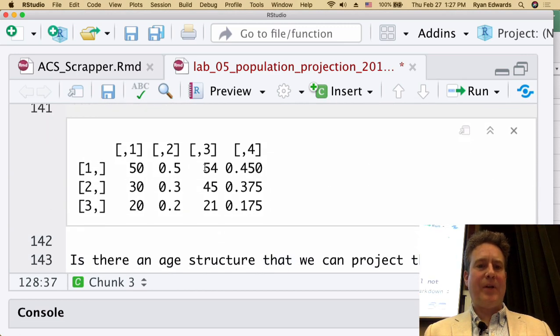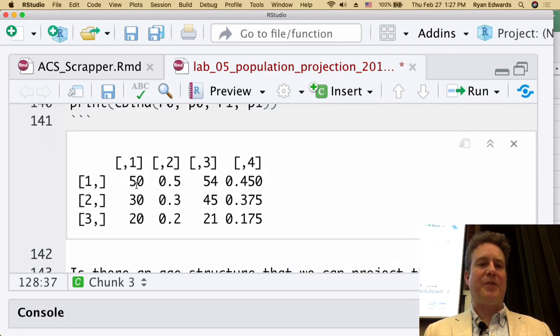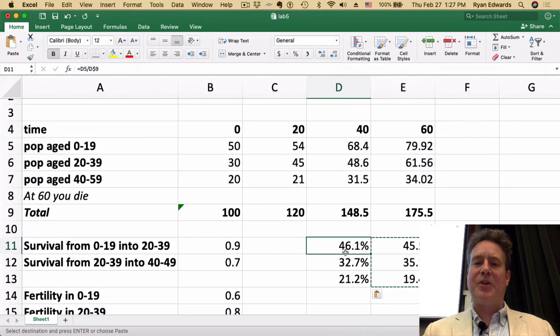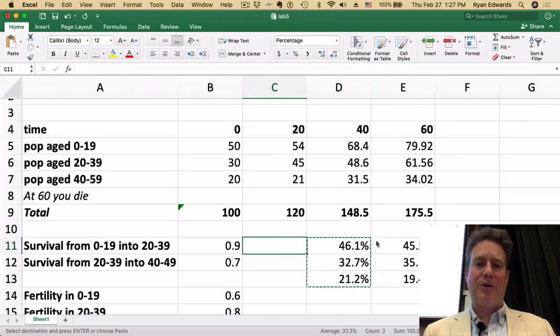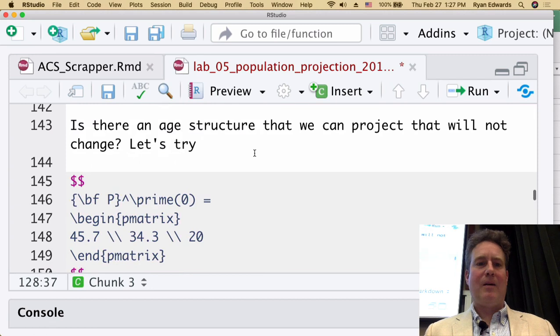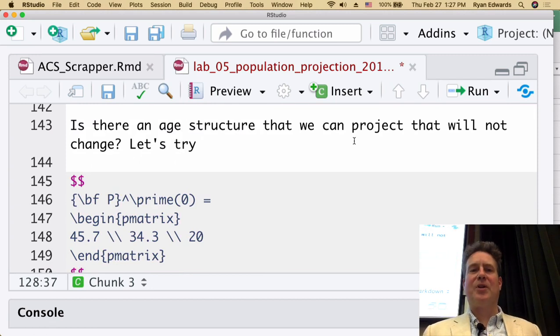And we see next to it the population vectors: 50, 30, 20, 45, 54, 45, 21. Okay, and so what you get is what we've seen over here, the changing age structure percentages. The big question is whether these things settle down over time. Is there an age structure that we can project that will not change?